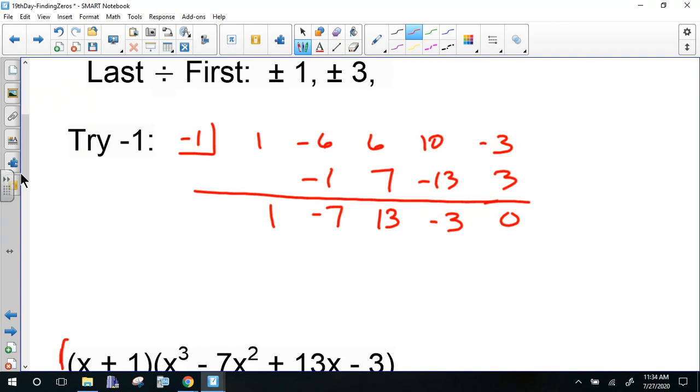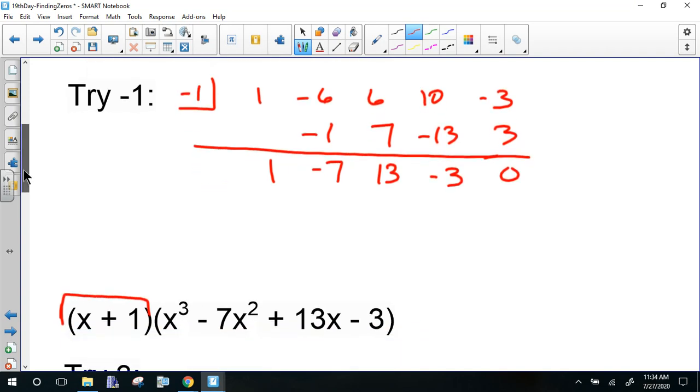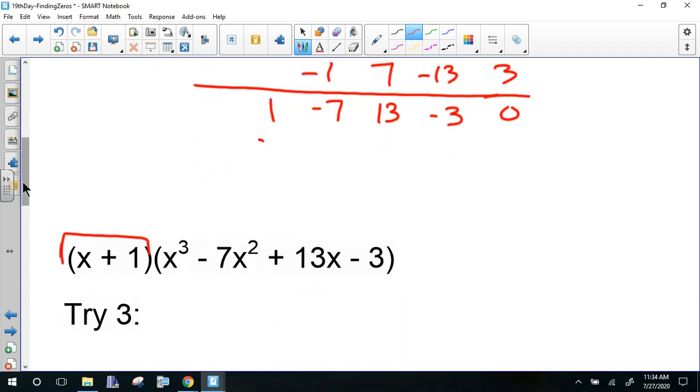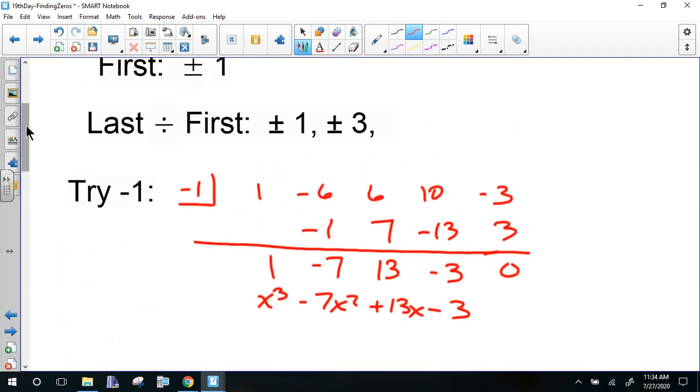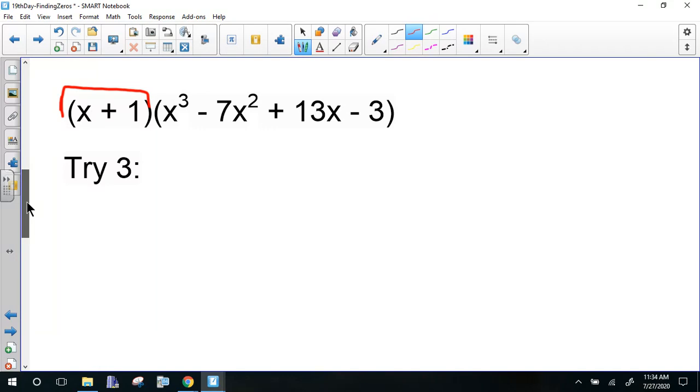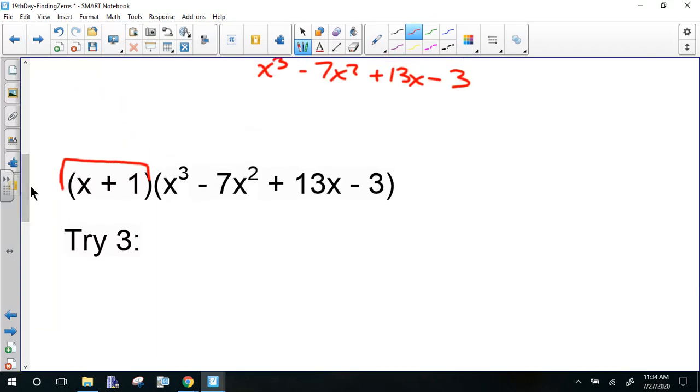That means x plus 1 is a factor. And I have 1x cubed minus 7x squared plus 13x minus 3 remaining. Okay? It's not down to a quadratic yet. So I can do synthetic division again. Okay? I've tried negative 1, so the negative 1 is out. I only have 3 left to choose from. Let's try 3. But I want to use these coefficients now.